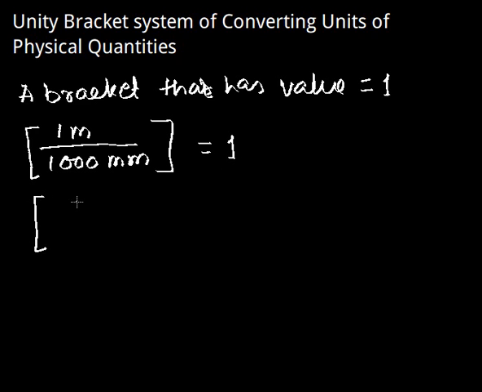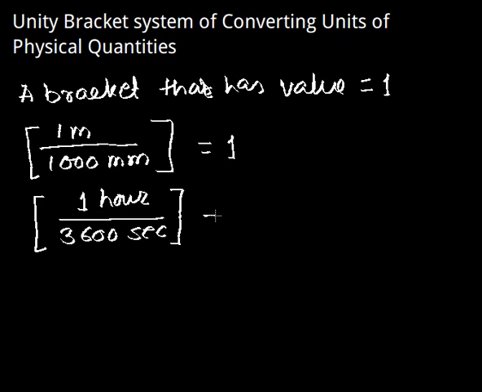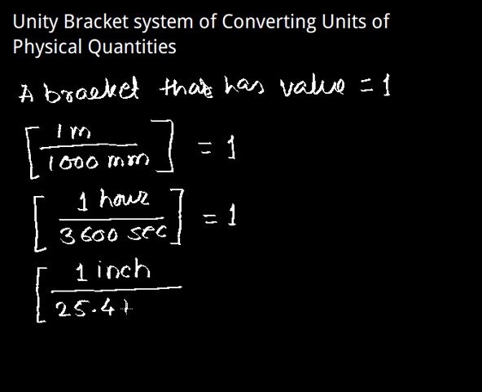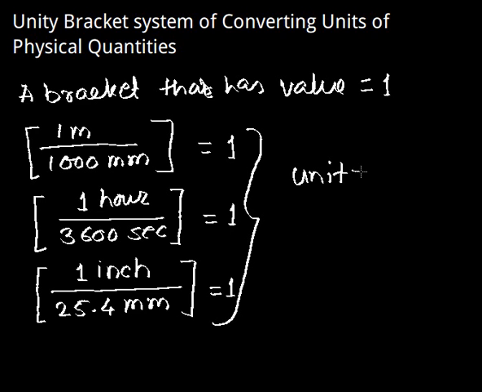Similarly, 1 hour and 3600 seconds both have different units but their ratio is 1. Similarly, in length, 1 inch and 25.4 millimeters. These are all called unity brackets. There can be numerous such brackets. They are called unity brackets because their value is equal to 1.